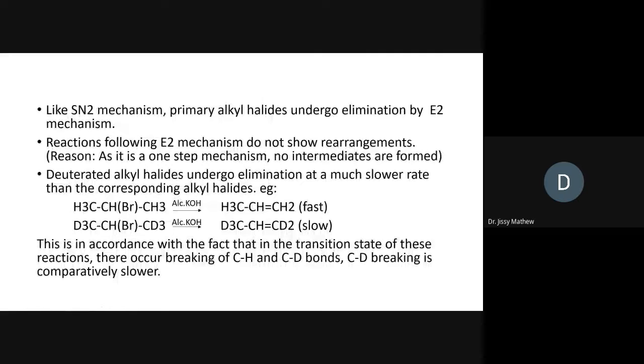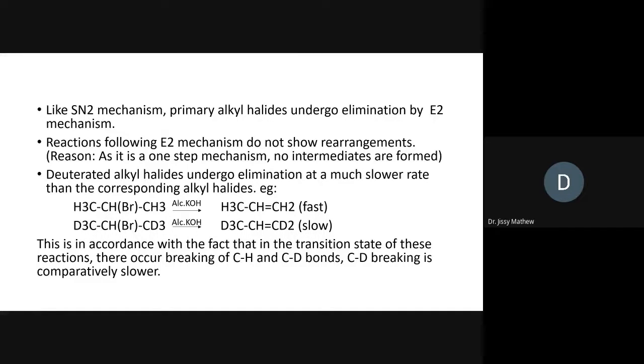And the E2 mechanism is similar to the SN2 mechanism, as it involves a transition state. Usually primary alkyl halides undergo elimination by the E2 mechanism. And since it's a one-step mechanism, the E2 mechanism does not show rearrangements.